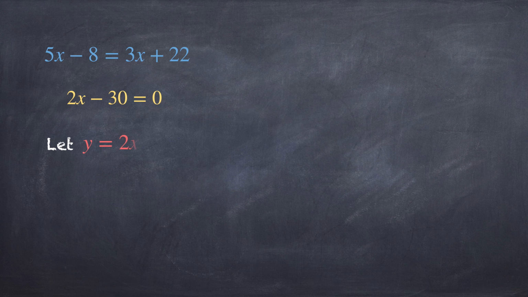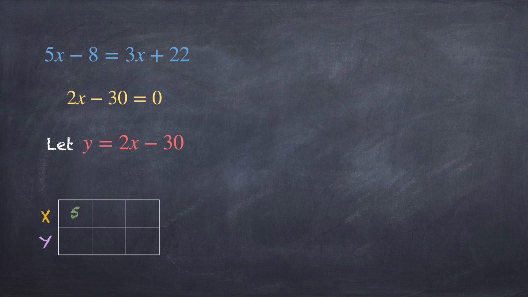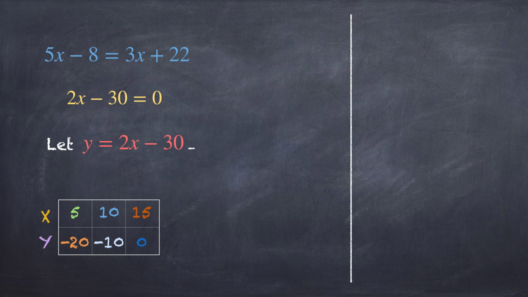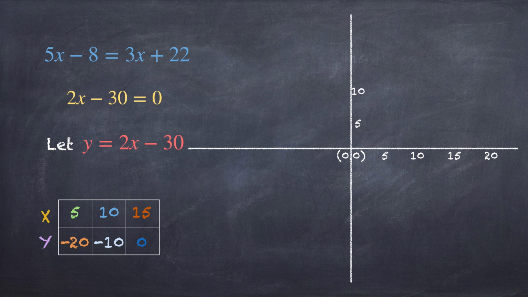Let y is equal to 2x minus 30, and then let's make a table for x and y. For some values of x, we'll get a respective value of y, and then we draw two mutually perpendicular lines and try to plot these points on the graph and check whether we are getting a straight line or not. As the degree is 1, we should get a straight line.